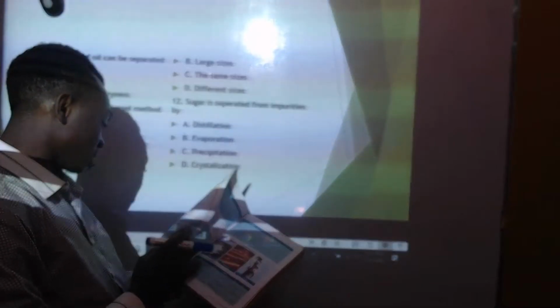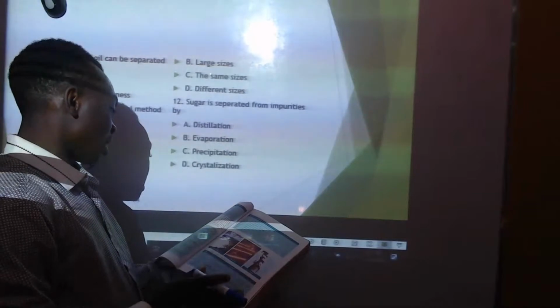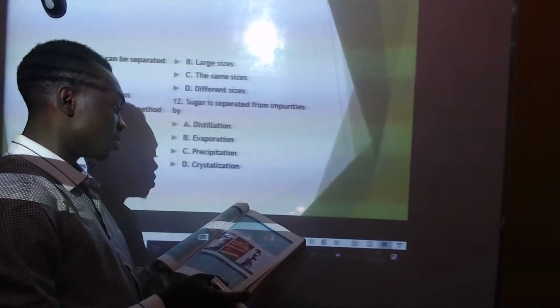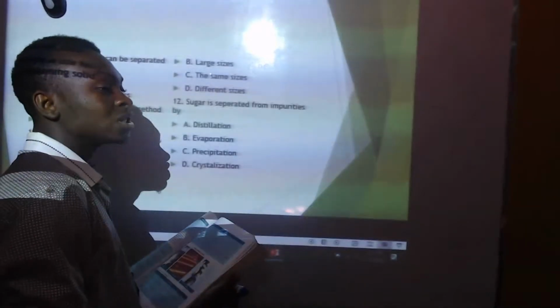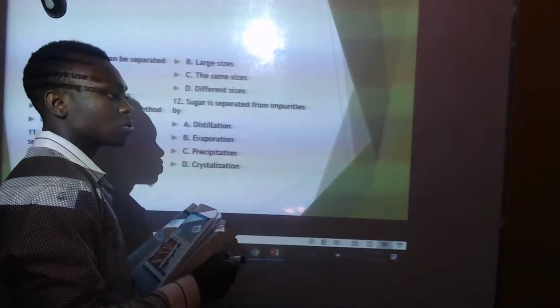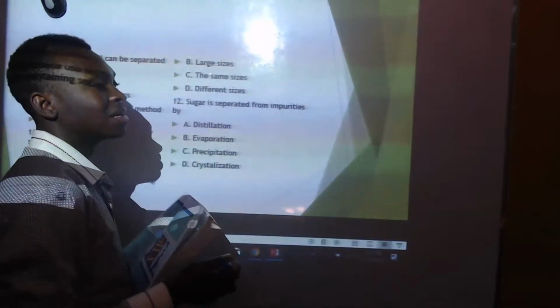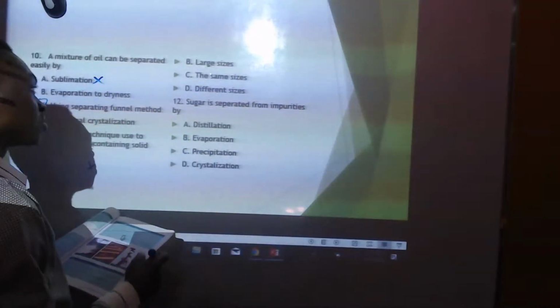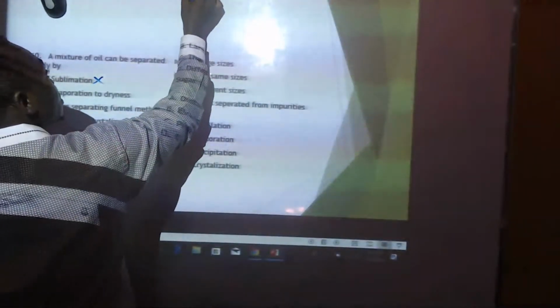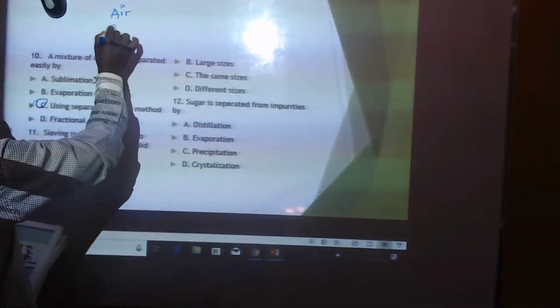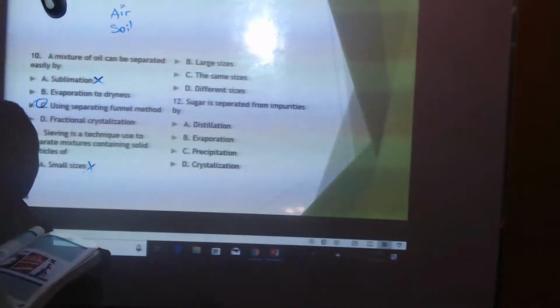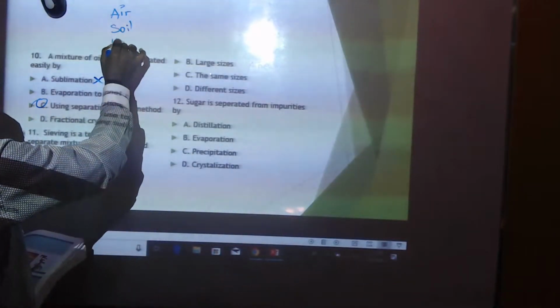Mixtures of different substances. Now, once we talk of mixtures, we begin to talk of which type of element actually undergoes mixture. Is air a mixture? Is soil a mixture? So let me list out some mixtures. Air is a mixture, soil is a mixture, even your urine is a mixture.